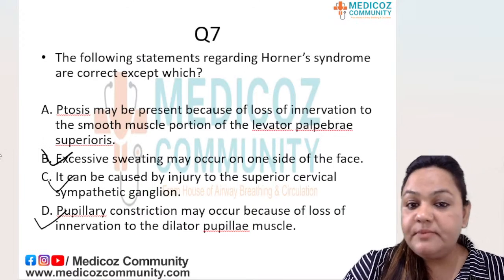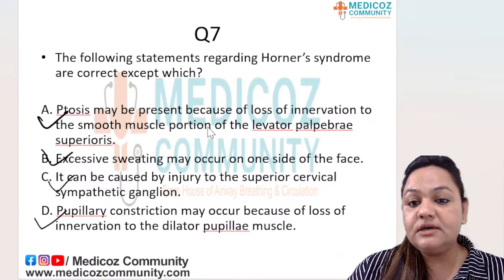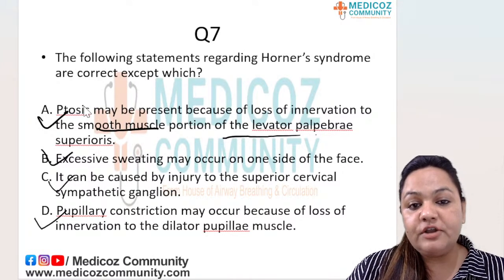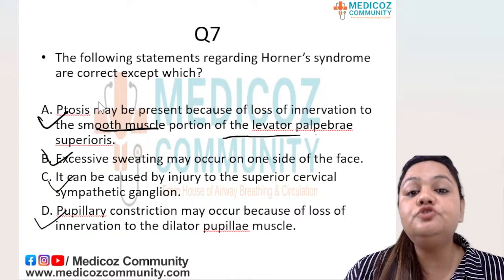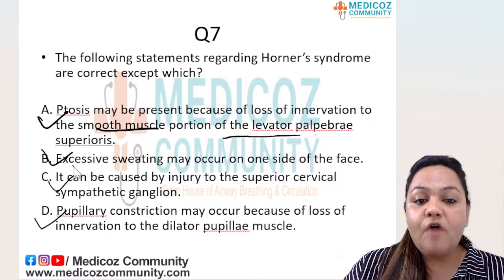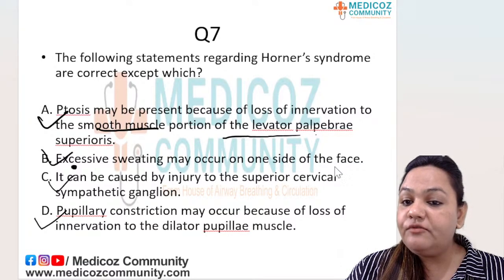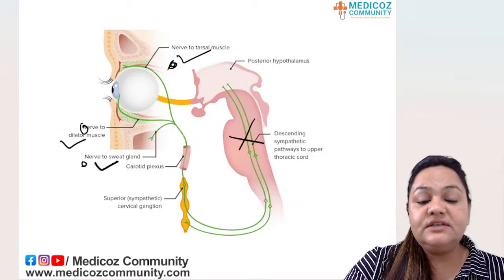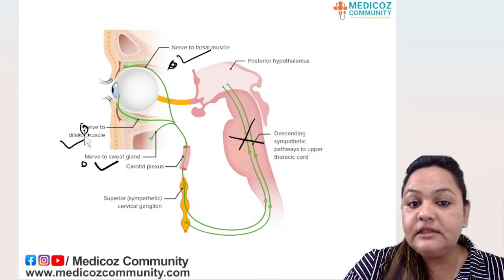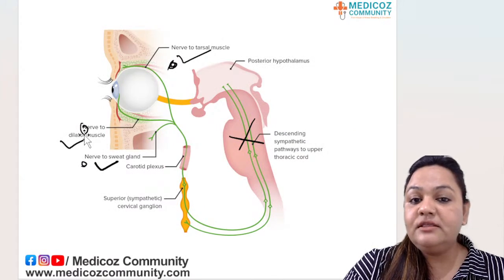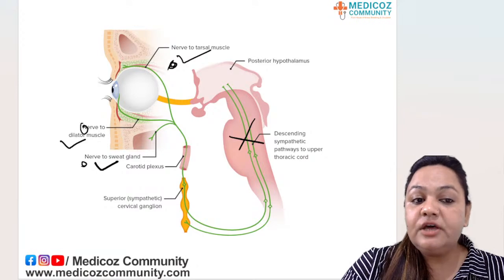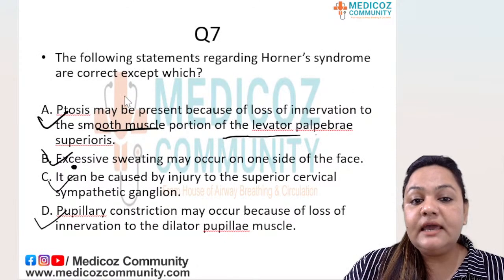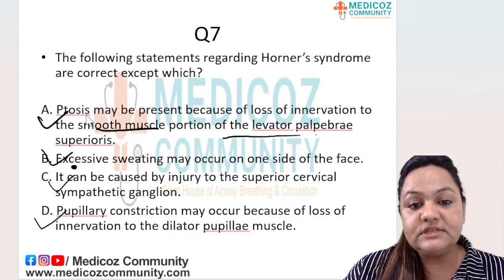So we can get all these options here. You can see the ptosis will be there. In Horner syndrome, the ptosis will be there because of the smooth muscle portion which supplies the levator palpebrae superioris. Ptosis is the drooping of the eyelid. Then we have option B, excessive sweating may occur on the side of the face. It cannot happen, because the nerve arising from this sympathetic innervation supplies the sweat glands. When there is no nerve supply to the sweat glands, there will be no sweat, which is called anhidrosis. So in Horner syndrome, we have ptosis, which is correct.